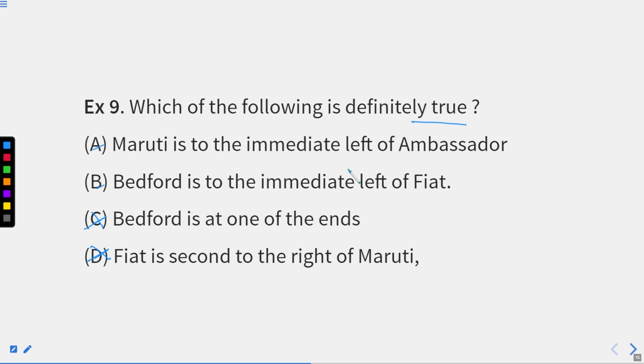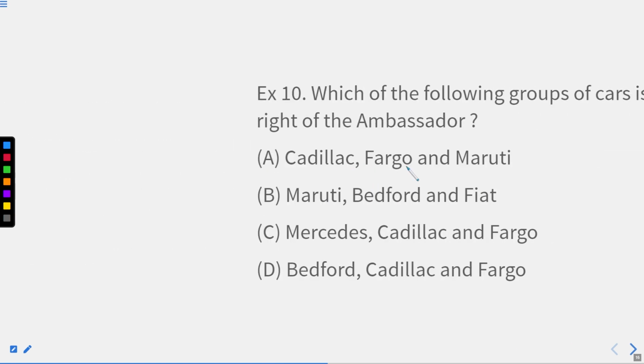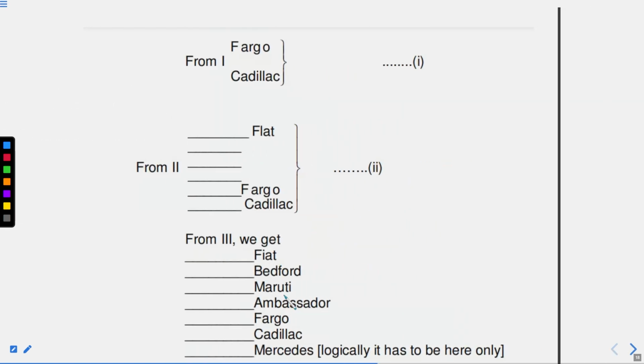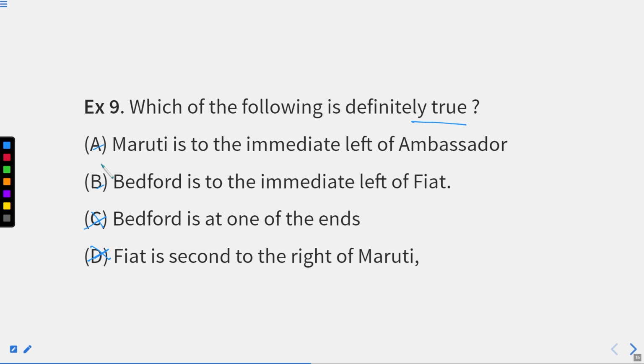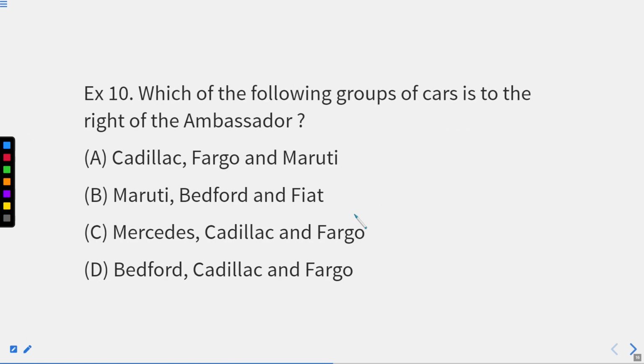Maruti is immediate left to Ambassador. We have to check from the diagram that Maruti is immediate left to Ambassador. I hope this statement is clear. So we can write Maruti is immediate left to Ambassador. Now question number 9, answer A is correct. I hope you get the answer. As soon as you are able to make the diagram correctly, there is no problem while answering all questions based on that particular diagram. Now we'll read the last question based on this diagram.